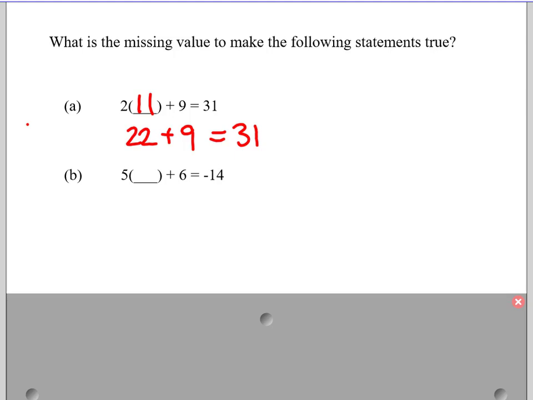Okay, you ready? So I'm going to say the answer is negative 4, because 5 times negative 4 is negative 20. Negative 20 plus 6 is negative 14. Now once again, if you can't see these, that's absolutely okay. These are pretty tough questions. By the time we're done today, though, you'll be able to solve these with no problems.